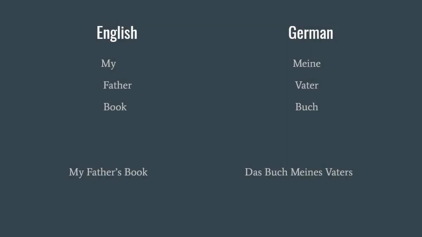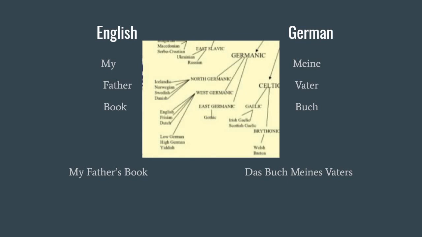To better understand this definition, let's look at some English and German cognates. As you can see here, the English words for my, father, and book sound and look similar to their German cognates meine, Vater, and Buch. So when we read the sentences, my father's book, and das Buch meines Vaters, we can start to see how similar these languages actually are. And that similarity is because both of them are of Germanic descent.